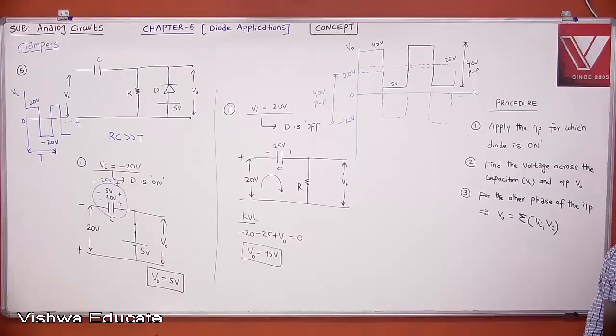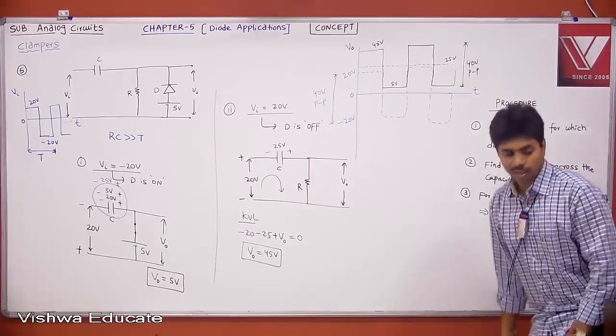All chapters are lengthy. Chapter 2, chapter 3, chapter 4. BJT amplifiers took so much time. FET amplifiers also took time. And op amp took so much time because so many topics were converged into chapter 4. Chapter 5 is only diode applications like clampers, clippers and Zener diode regulators. Done? Okay. Now clippers.